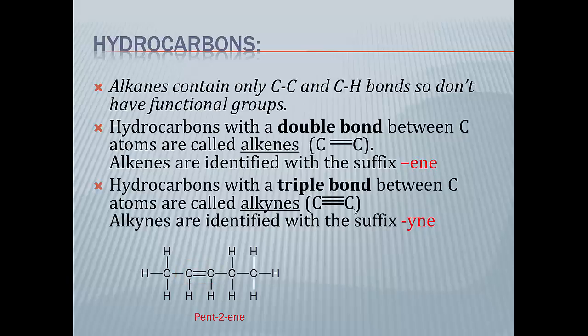Hydrocarbons with a triple bond between carbon atoms are called alkynes, and they're drawn with 3 lines between carbon atoms. Alkynes are identified with the suffix "-yne" in their name. And this example is propyne, with the triple bond functional group being present here.